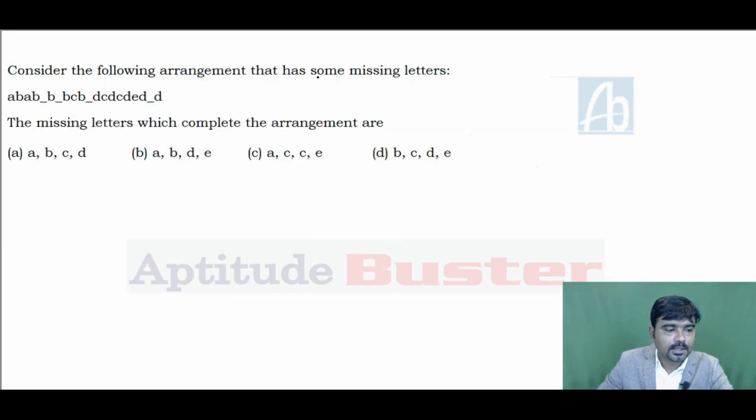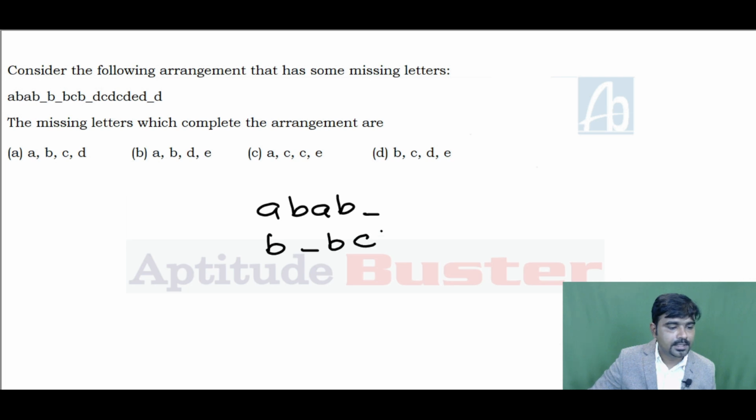Consider the following arrangement that has some missing letters. In this one, the total letters is 20, right? You need to find out the logic behind this. A, B, space. Next, B, space, B, C, B. Next one, space, D, C, D, C. The next one, D, E, D, space, D.